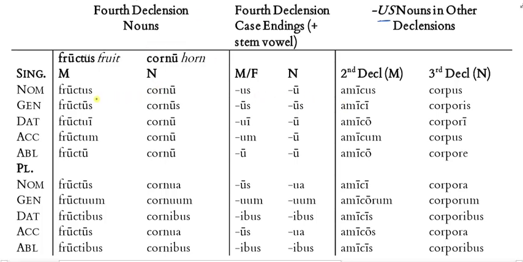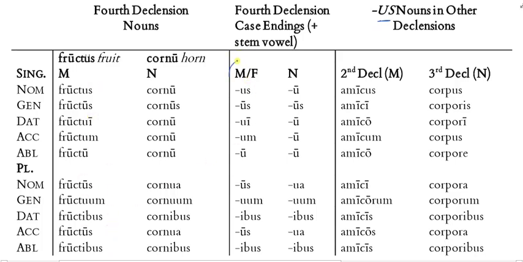All right. So fructus, which is fruit, that's nominative singular. Fructus, so of fruit. Fructui, in fruit. Fructum, fruit, and fructu is by fruit or from fruit. So these are singular case endings in fourth declension. And then on the plural side, fructus, fructuum, fructibus, fructus, and fructibus. All right, so what do we notice here?